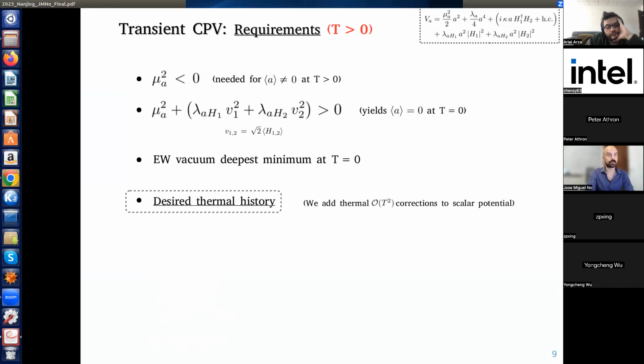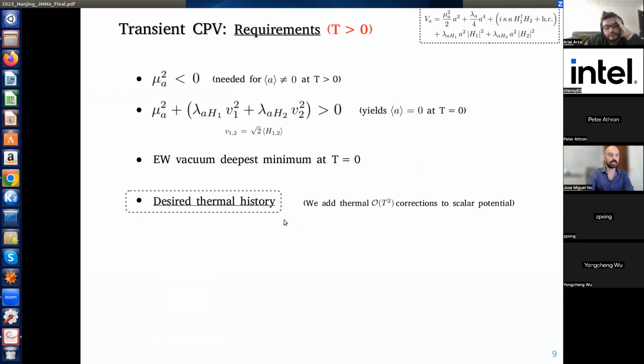So those are 0 temperature requirements, and the finite temperature requirement essentially is the fact that I want the desired thermal history that I described one slide ago. So first, give a VEV to the pseudoscalar singlet, and then later on break the electroweak symmetry.